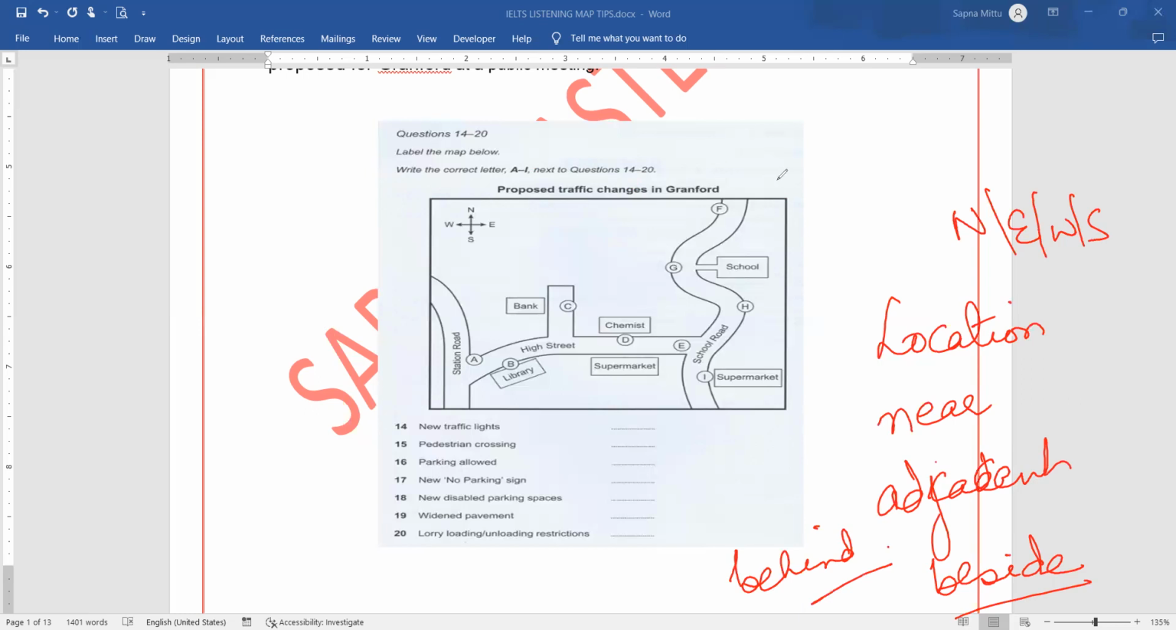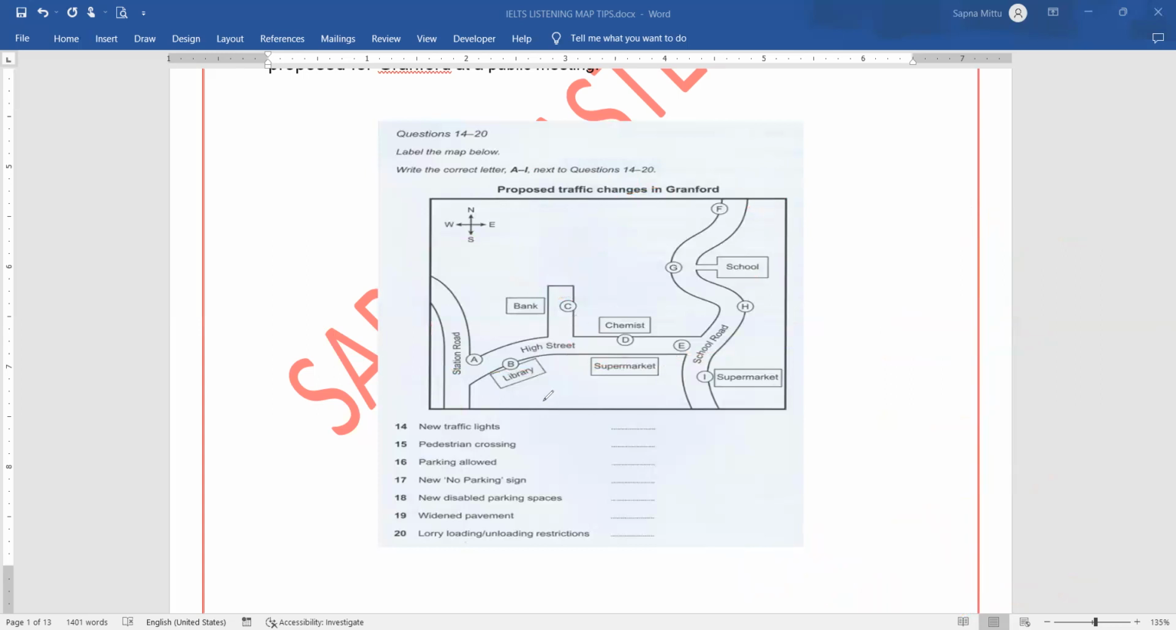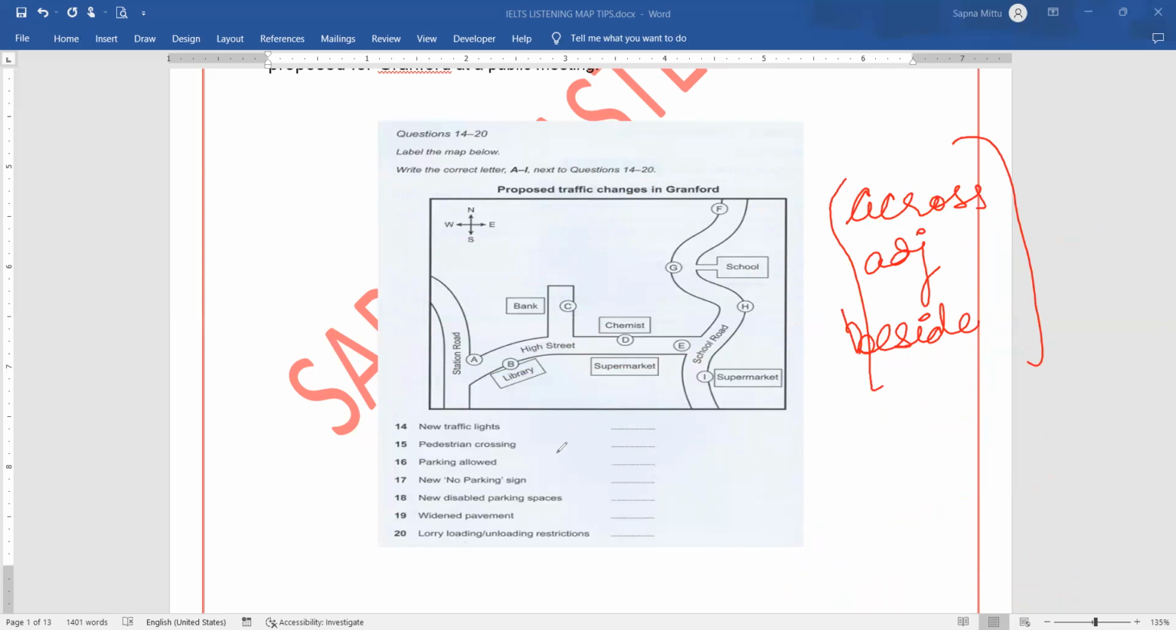Okay, so once you get this kind of map in front of you, you have to see what kind of roads are given. This is high street, this is school road, and this is station road. This word where the road is ending, that is called a dead end. So you must know the vocabulary which is related to the map, and only then you will find out the answer clearly. If you do not know what is across, what is adjacent, what is beside, obviously it will create a confusion.